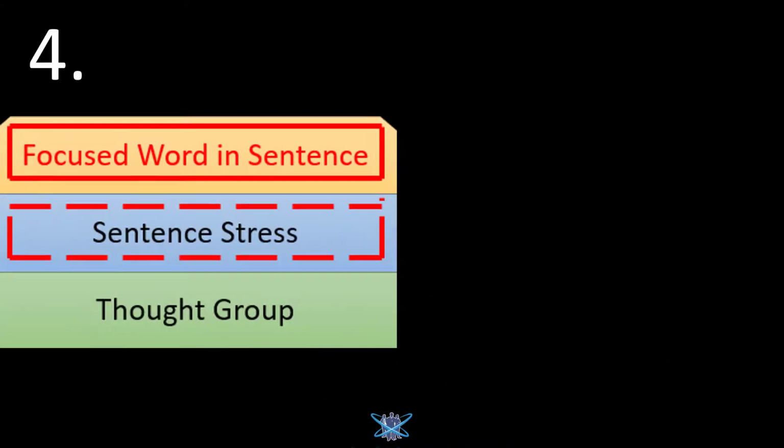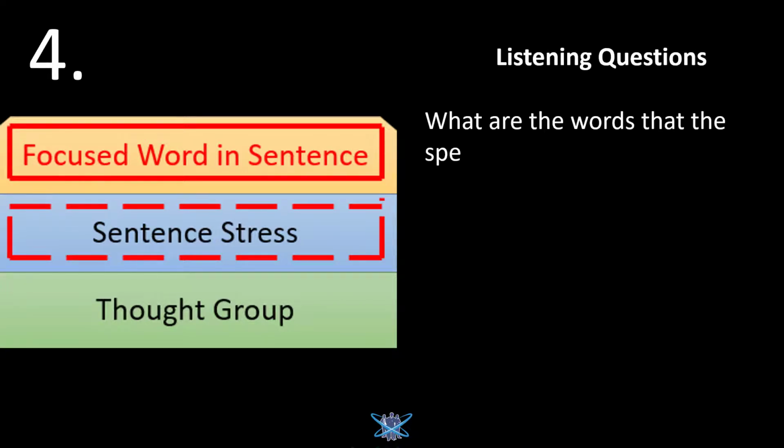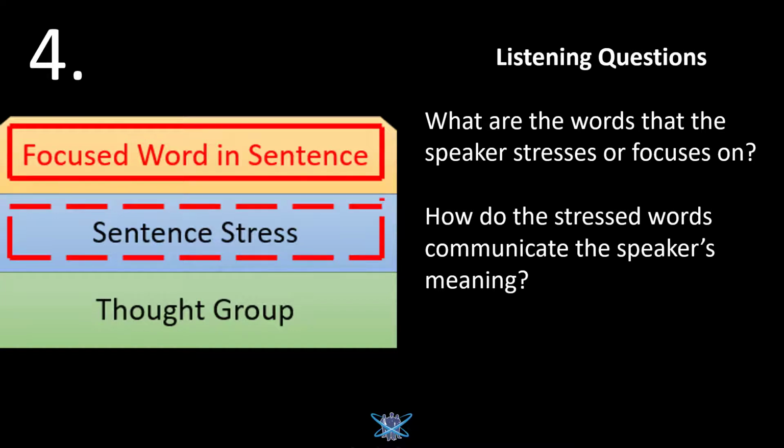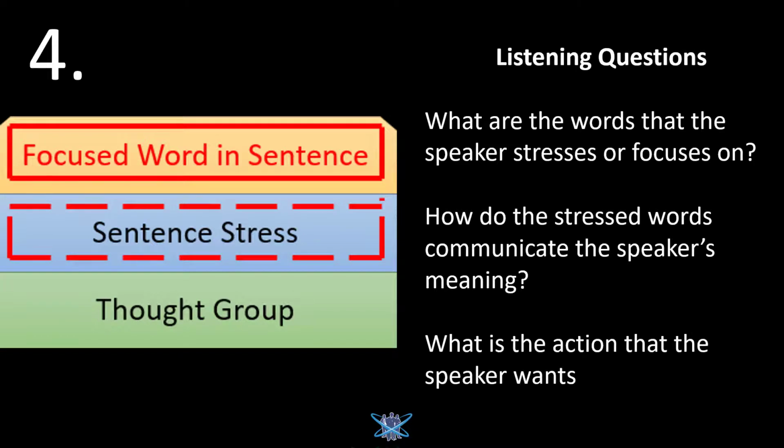As you listen to the voicemail messages, try to answer the following questions. What are the words that the speaker stresses or focuses on? How do the stressed words communicate the speaker's meaning? What is the action that the speaker wants the listener to take? Listen to the messages to get accustomed to identifying the stressed word of importance in a sentence. You can download practice sheets at the end of the video.